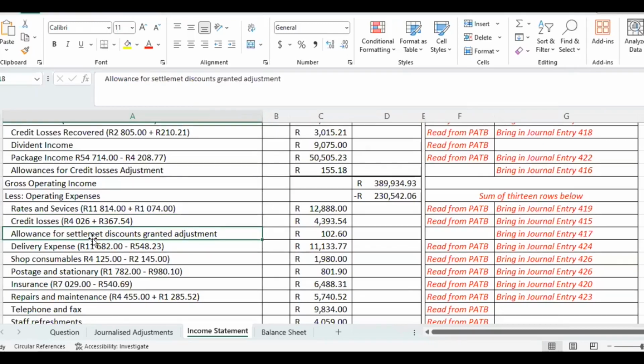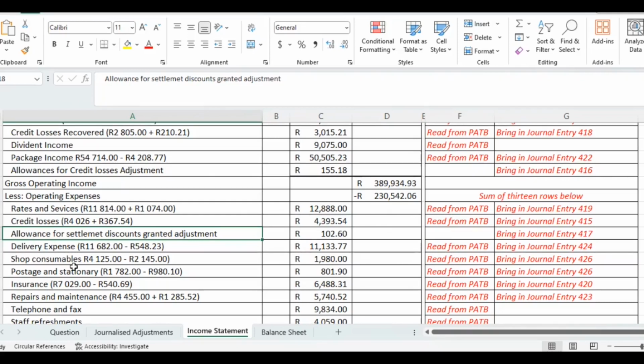Then we have the allowance for settlement discount granted adjustment, and in this case, that allowance is an expense because when we did the calculation, we saw we underprovided here. Our allowance is not enough, so it has to be increased by a further 102.60. And we simply bring in journal entry 417 there. Okay, we don't have to have a look at what was in the pre-adjusted trial balance because we only have to look at the difference, whether that is an expense or an income.